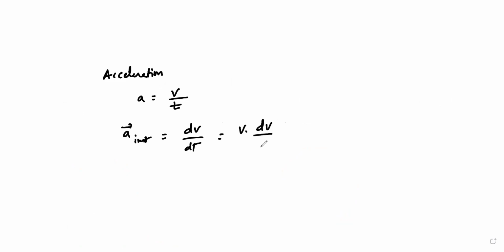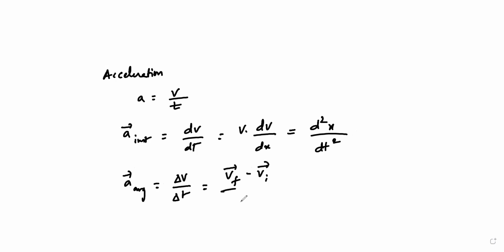I'll talk about acceleration. Acceleration a is equal to v by t. Instant acceleration is equal to dv by dt. That is nothing but v into dv by dx, that will give me d square x by dt square. Average acceleration is equal to delta v by delta t, that is, final velocity minus initial velocity by time interval delta t.